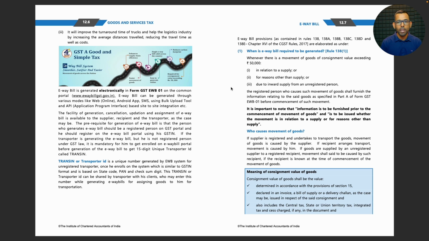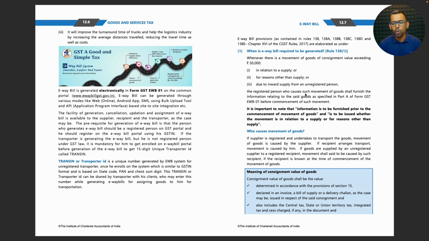So the movement can be anything. It can be a proper supply, a proper sale transaction between a buyer and seller, or it can be for reasons other than supply. It need not be a proper sale transaction. It can be a normal movement of stock transfer from one end to another, and then it is also due to inward supply from an unregistered person. So if you are a registered person and you are buying goods from, or taking inward supply from, an unregistered person, then yes, you have to generate an e-waybill.